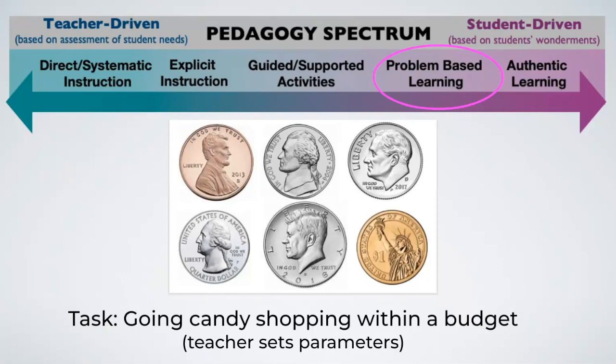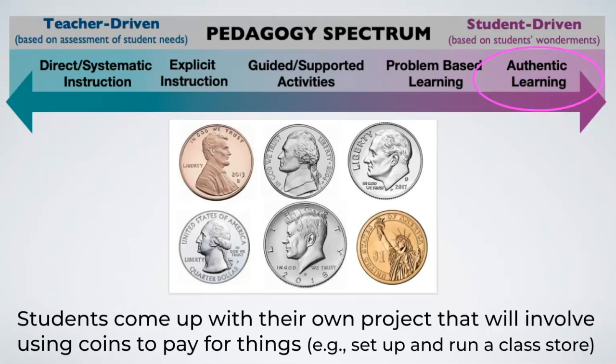Maybe I create a scenario for students to go shopping within a budget. Finally, if I wanted to push all the way to the right on the spectrum, I could have students come up with their own project that will involve using coins to pay for things. Like maybe they set up and run a class store. These authentic learning opportunities are not usually just single lessons. They are usually more long-term or at least take place over an entire unit.